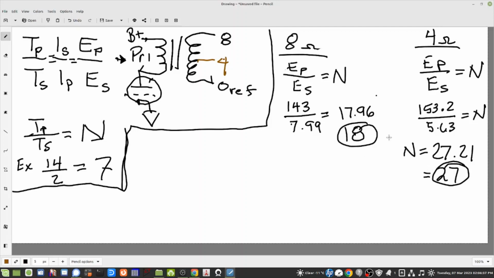Now this is a little bit concerning because this ought to be darn close to the same. So I'm wondering a little bit what I have going on here.